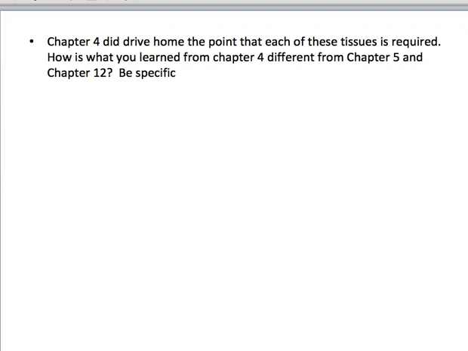In chapter 4, hopefully you see that what it did is it drove home the idea that tissue is required. How is what you learned from chapter 4 different from chapter 5 and chapter 12? Okay, so chapter 5 is really what I'm asking you about right now, right? Because what I'm saying is, do you realize that chapter 5 is an entire system? System.